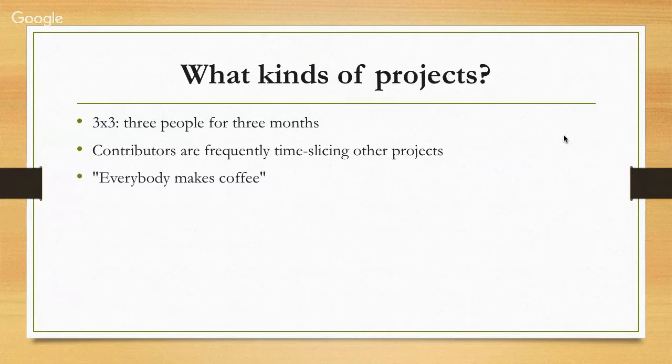Projects where the contributors are scientists that are frequently time slicing with other projects. So this research software project might not be the only thing that you're working on. You might be collaborating with other scientists. You might have several projects that you're trying to juggle. So it's not something that you're devoting your full attention to. And then the everybody-makes-coffee approach, where you don't have a whole lot of specialization. Everybody essentially helps out with everything in the code base. Again, a lot of the things we discuss today are going to be general, but these are the assumptions that we make about what type of projects we're discussing.